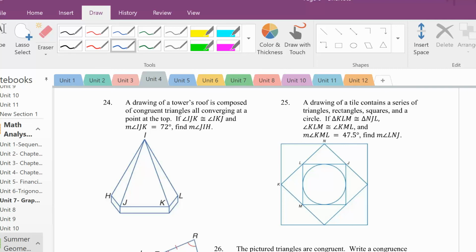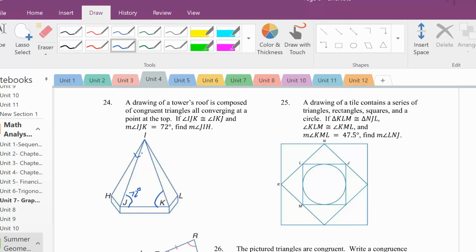So here it says a drawing of a tower's roof is composed of congruent triangles all converging at a point at the top. If IJK is equal to, so IJK is right here, is equal to angle IKJ, so right here, and IJK is equal to 72, then it says find the measure of angle GIH, which is right here.